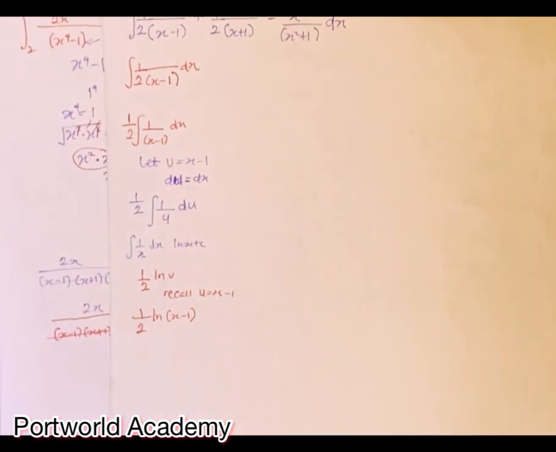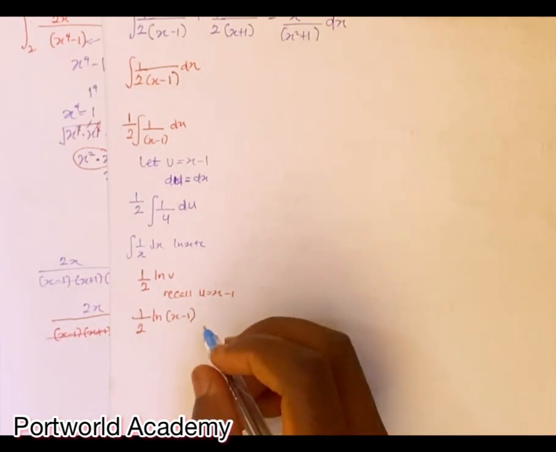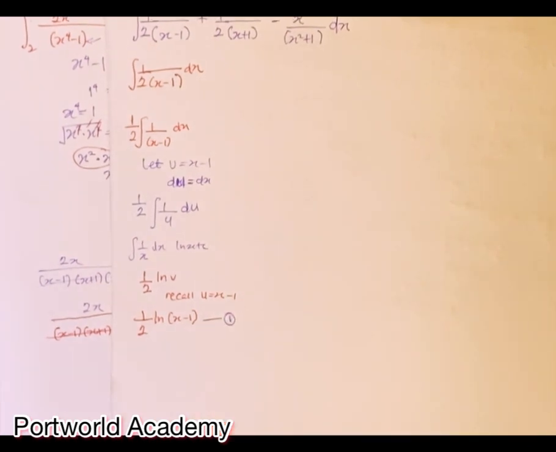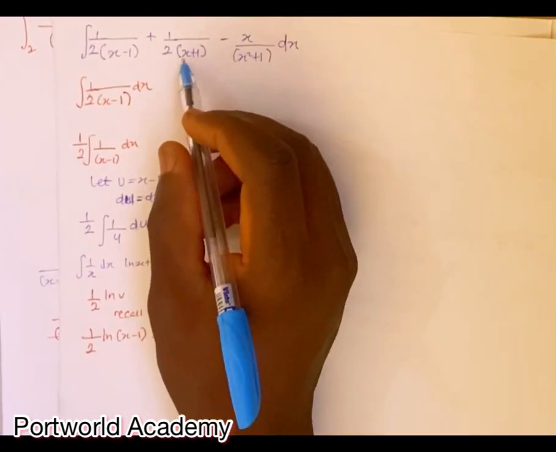Then am I going to add plus c? No, don't let me add plus c, because I'm actually integrating with limits. You understand that? So I'm going to evaluate it later. So let me just call this one my first one, which is equation 1. Now let's just go ahead. The same method is also applied to this.